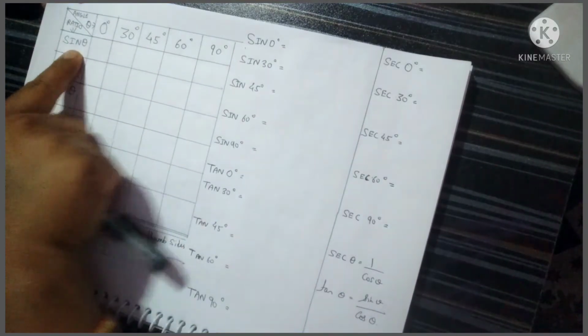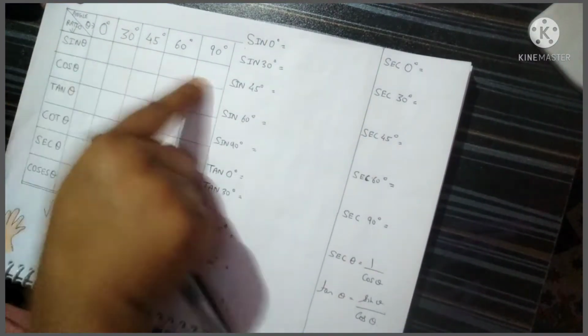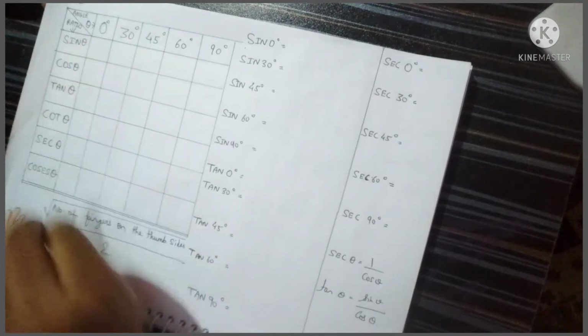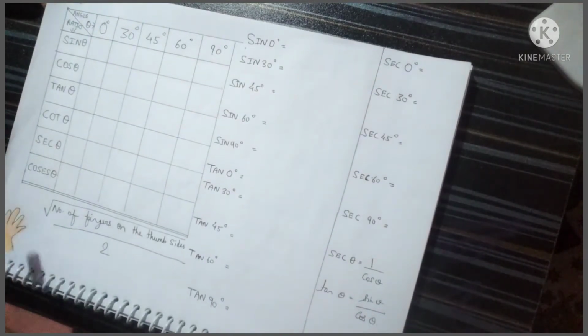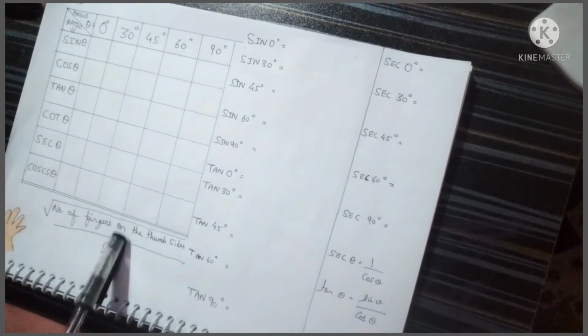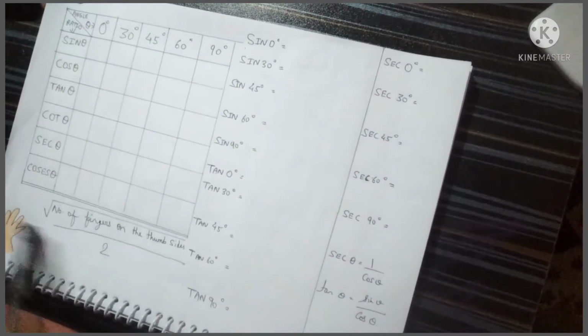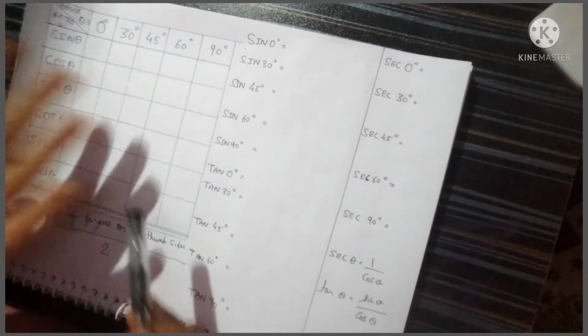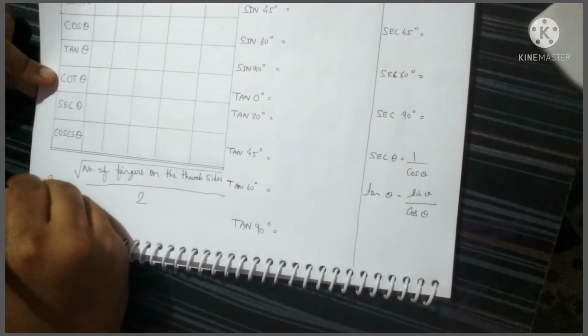First we have to get the value of sine theta with one simple formula, that is the number of fingers on the thumb side. We are using these 5 fingers. With the base of this we can get all the values. 5 fingers, simple formula, number of fingers on the thumb side.